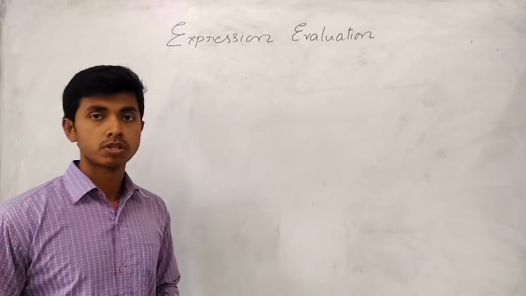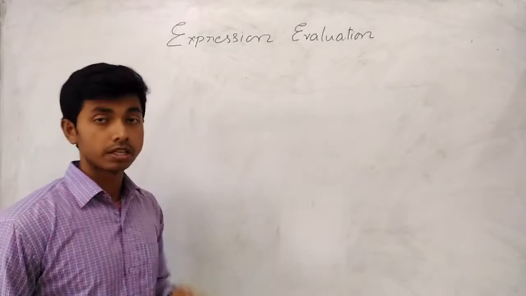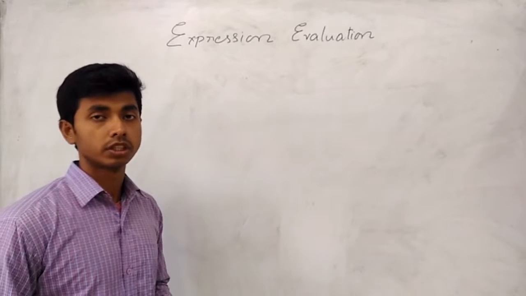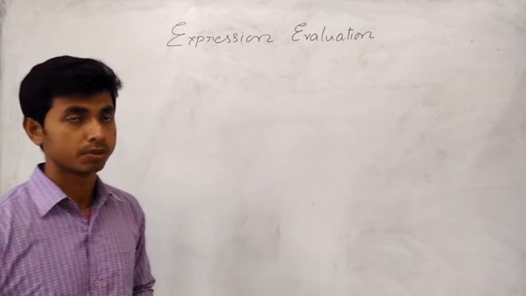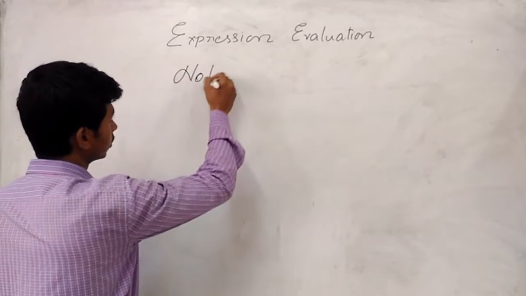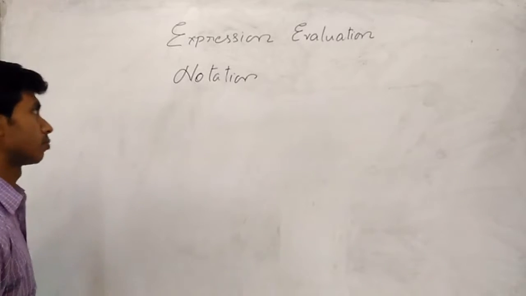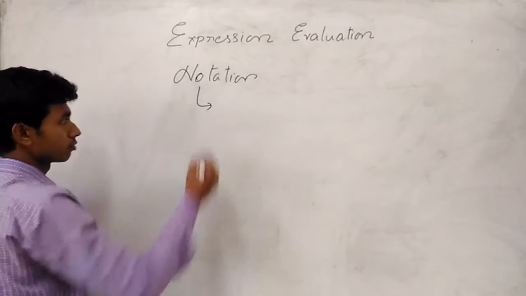So in the last video we saw the different kinds of expression. Now we will see the different kinds of notation in which an expression can be represented. So basically we have three kinds of notation.